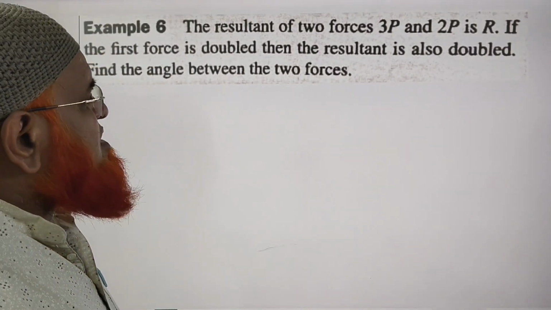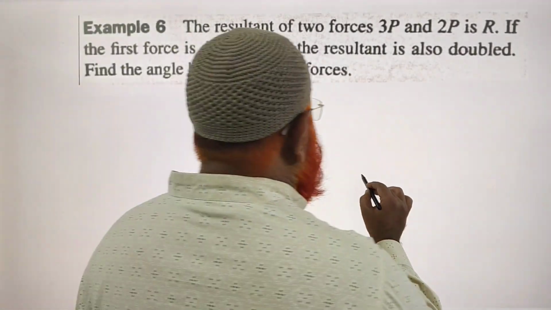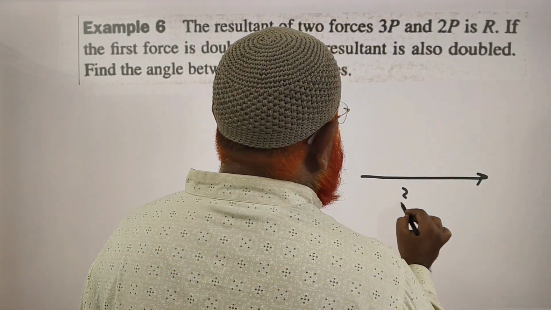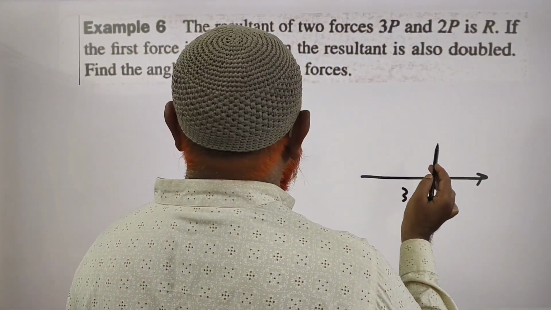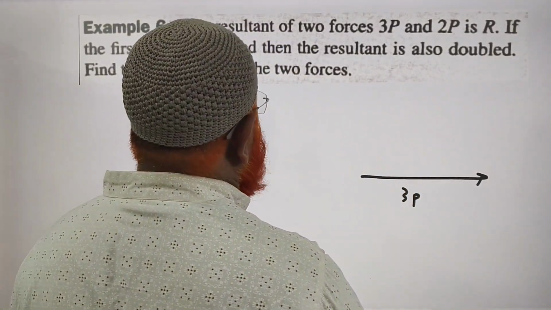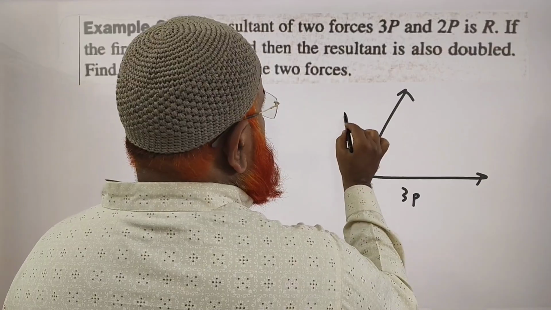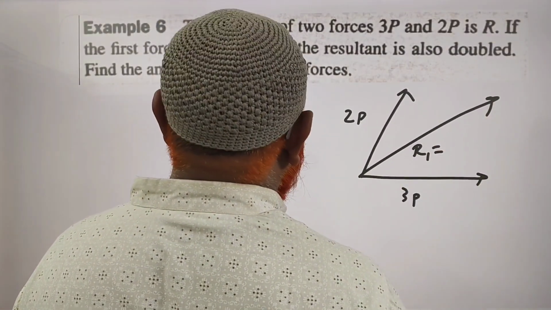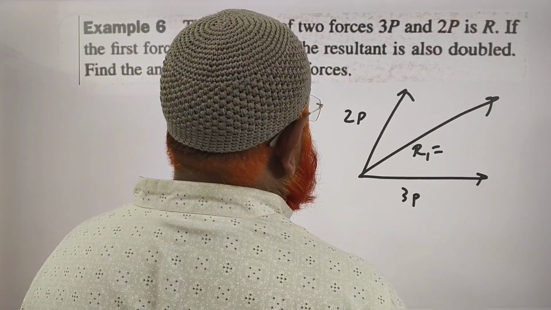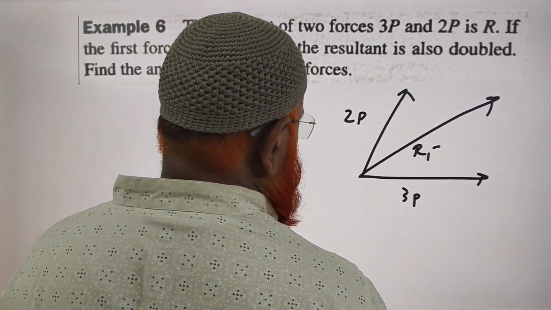Now, the resultant of the two forces 3P and 2P is R. The first force is double the second. The resultant of two forces is R. This is 3P and 2P, and this is going to be the resultant R1. How much is it going to be? With the first force, the resultant of two forces is R. Just R given, that's it.